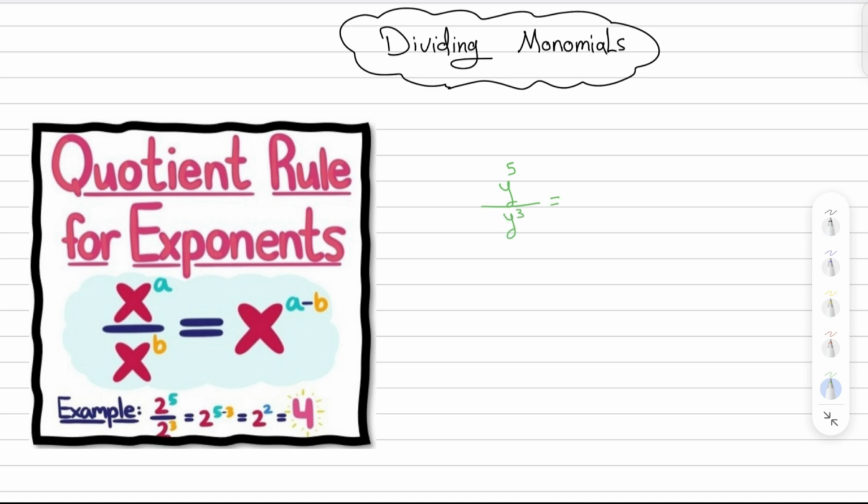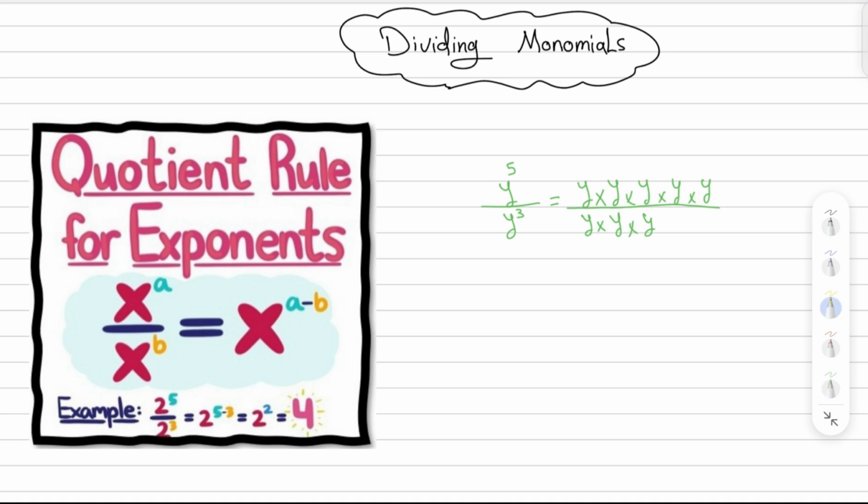To simplify this expression, we're going to write it in the expanded form. So y to the fifth power means that we have to multiply the y by itself 5 times. We're going to do the same for the denominator. We have y cubed, which means we have to multiply the y by itself 3 times.